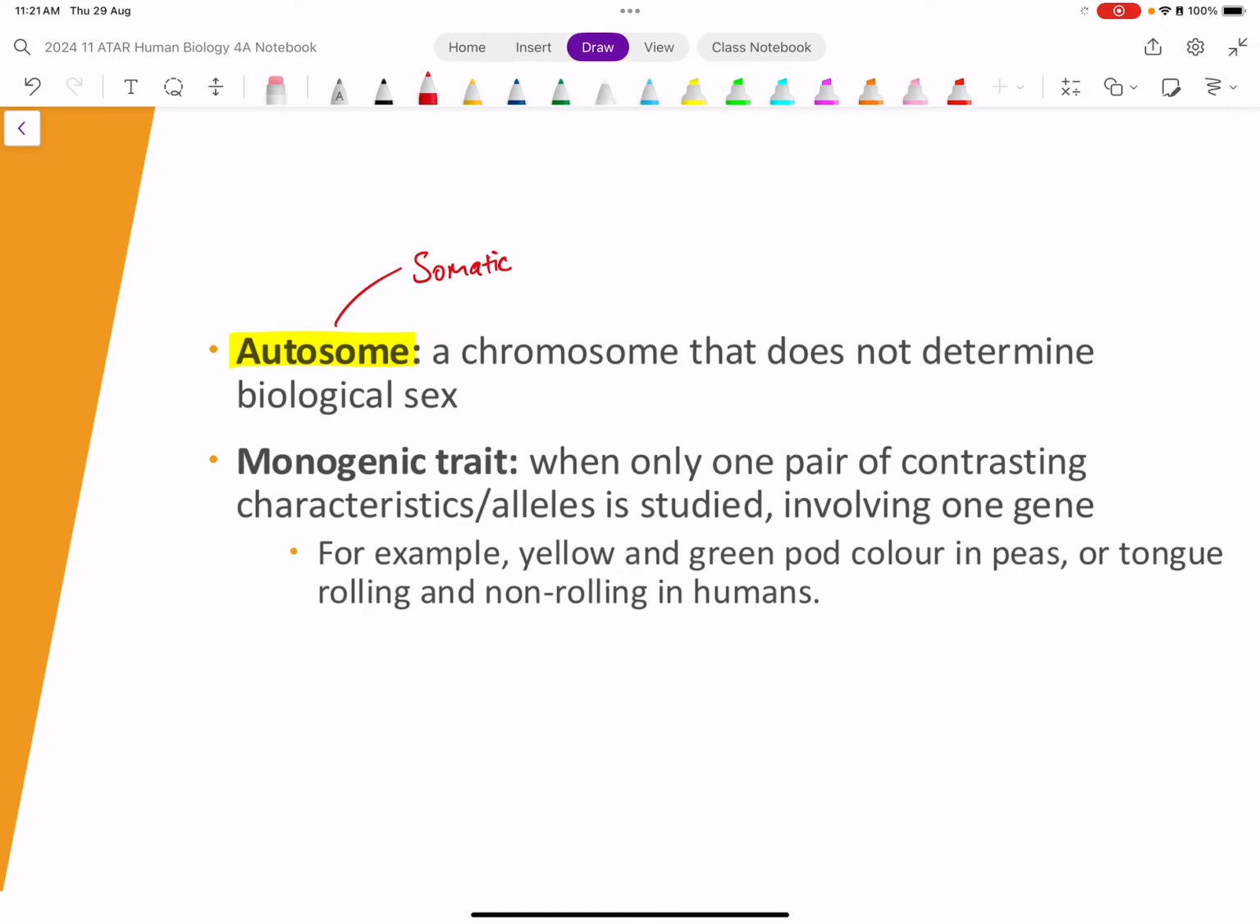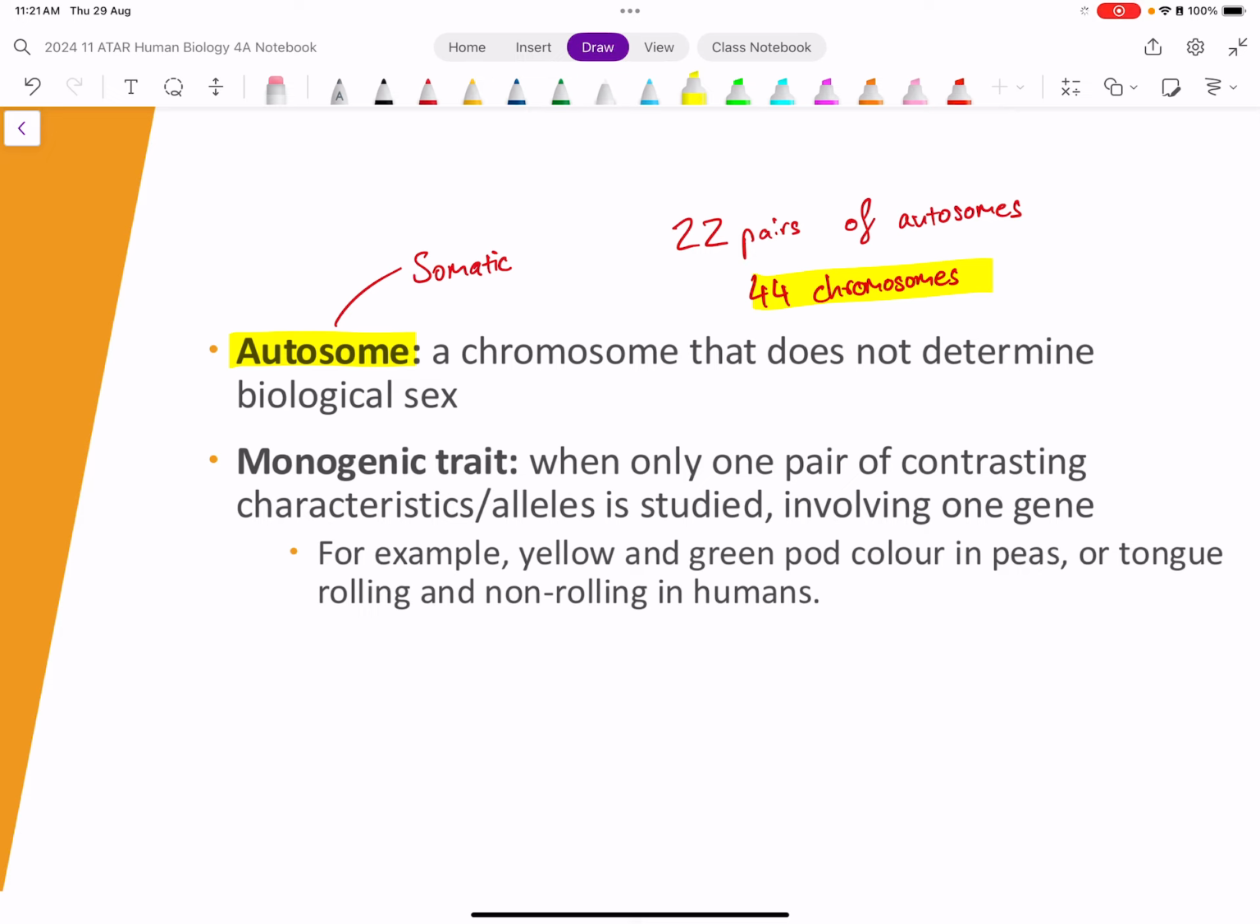sex. Now in a human, we have 22 pairs of autosomes, and this leaves us with a total of 44 individual chromosomes. And these chromosomes, again, do not determine biological sex. So when we're talking about autosomal inheritance, we are talking about these 44 chromosomes in particular.